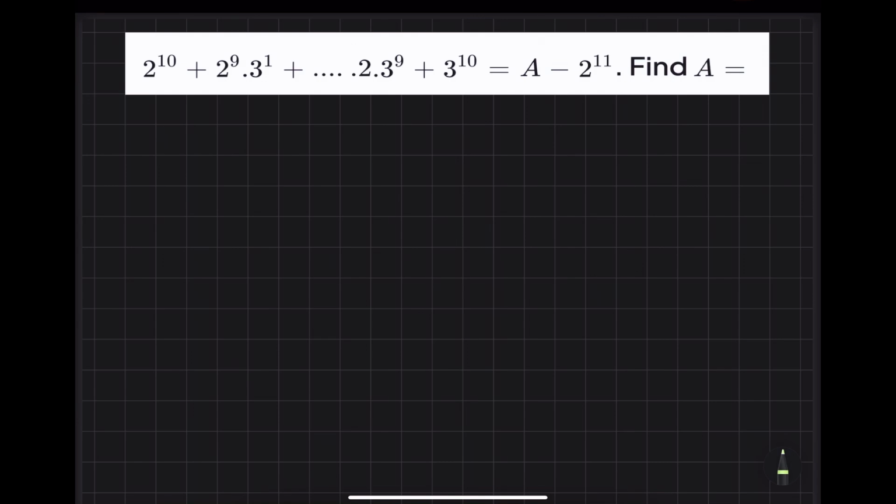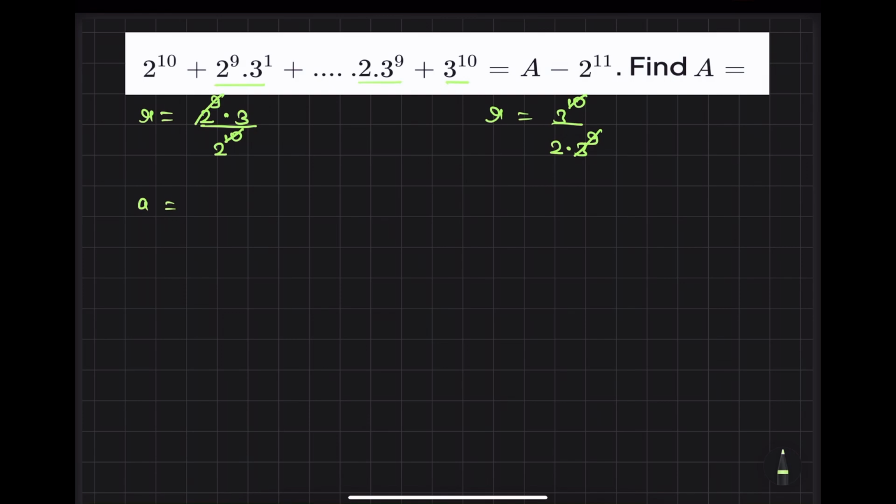For GP, I'll try to find out the common ratio r. For that we will do 2 power 9 times 3 power 1 by 2 power 10. So this thing will neutralize this, and you will be left with 3 by 2. Now we will do the same thing with this part. So it is 3 power 10 by 2 times 3 power 9. You can utilize this again, and you will be left with 3 by 2. So it is a GP.